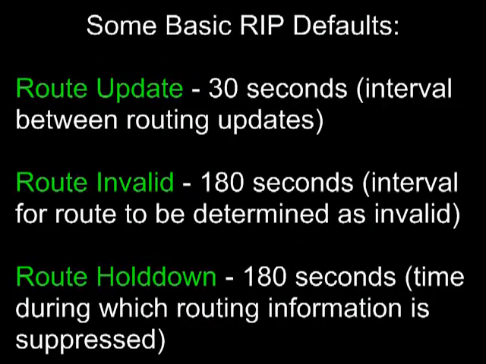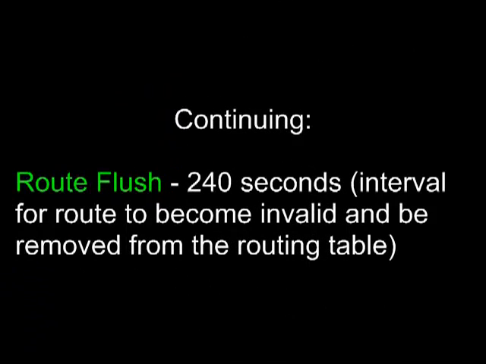Here are some basic default RIP timers. The route update takes place every 30 seconds and is the interval between routing updates. Route invalid takes place every 180 seconds, and it's the interval for a route to be determined as invalid. The route hold-down is also 180 seconds, and that's the time during which routing information is suppressed. Finally, the route flush timer is 240 seconds, and that's the interval for a route to become invalid and be removed from the routing table.